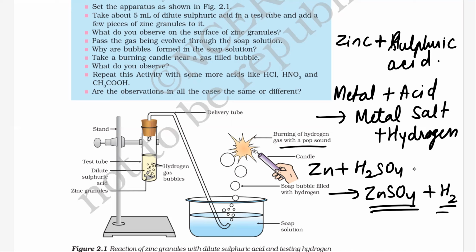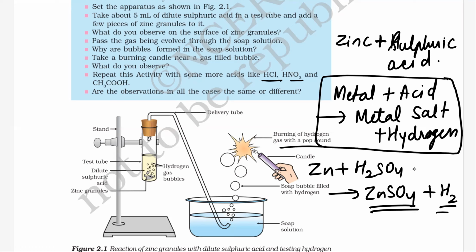Repeat this activity with some more acids: HCl, HNO3 and CH3COOH. Are the observations in all the cases the same or different? In all the cases, the observation will be the same: metal plus acid will give metal salt plus hydrogen.